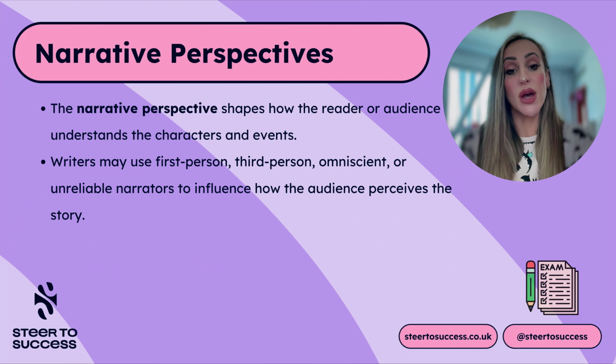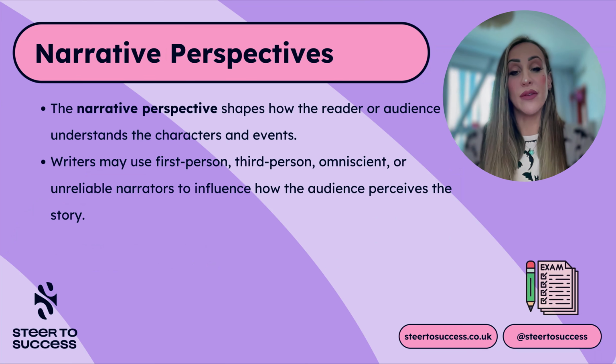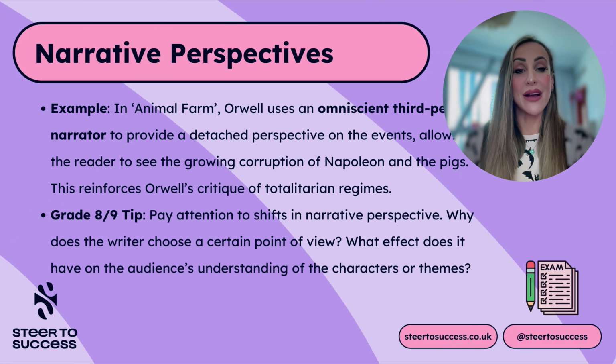Writers may use first person, third person, or omniscient or unreliable narrators to influence how the audience perceives the story. And if you want more detail on these, have a look at them because I don't have time to go through them now, but these are different narrative perspectives that a writer may choose to use. And then as a narrative perspective example, we can look at Animal Farm.